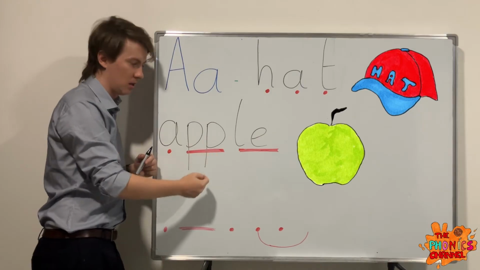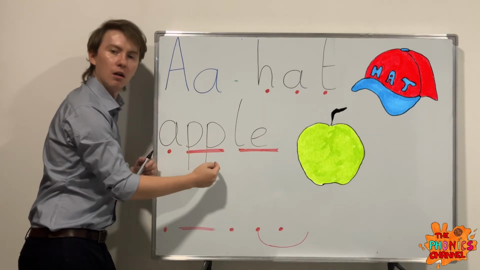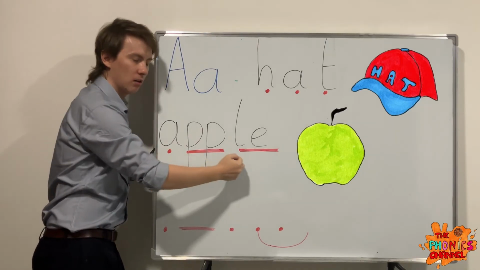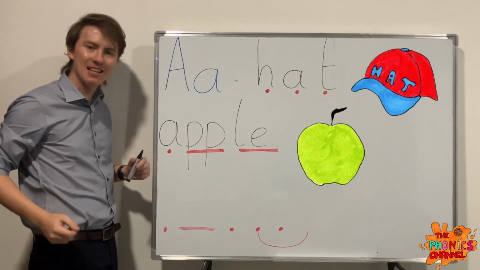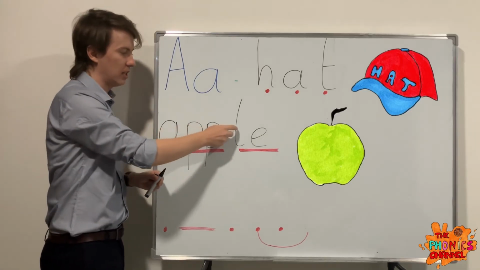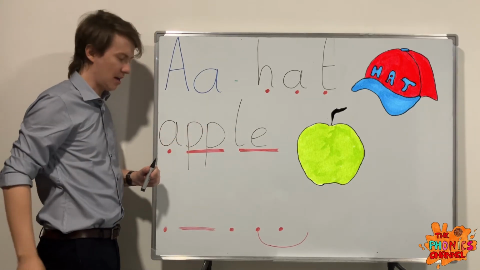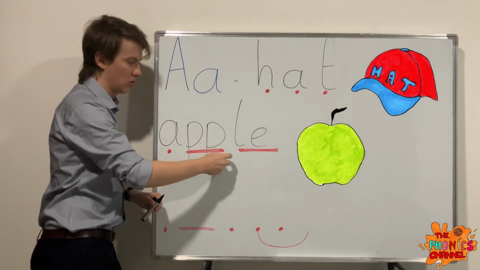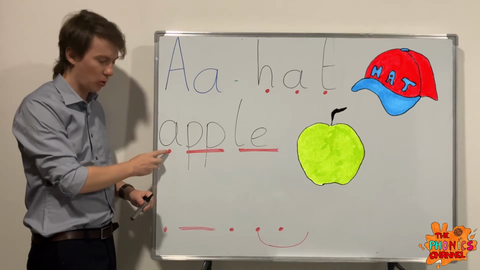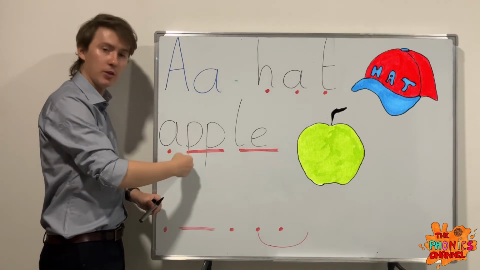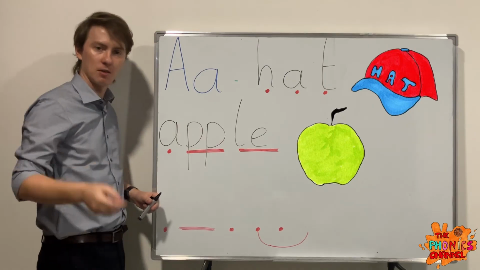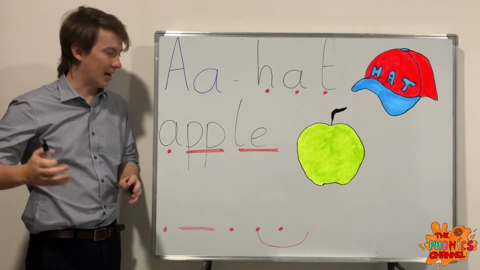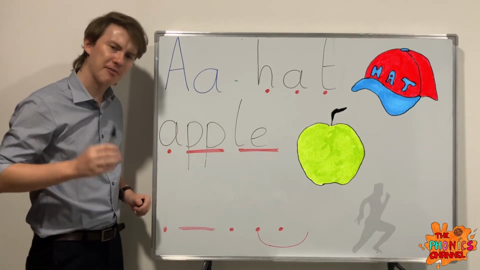We've got two letters again, two letters making one sound. Apple. How many letters do we have here? We've got 1, 2, 3, 4, 5. 5 letters. How many sounds? 1, 2, 3. We've got one single letter sound, one two-letter sound, and another two-letter sound, making 3 sounds in total for apple. Going on to our next one is athlete.